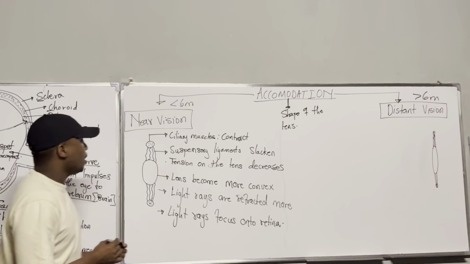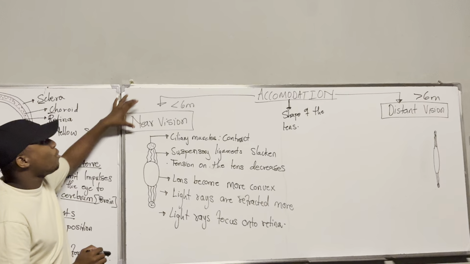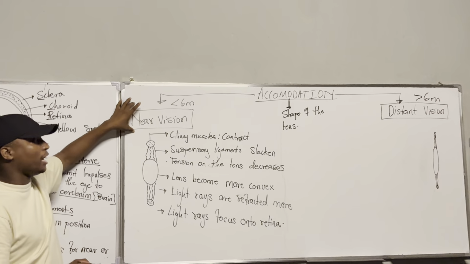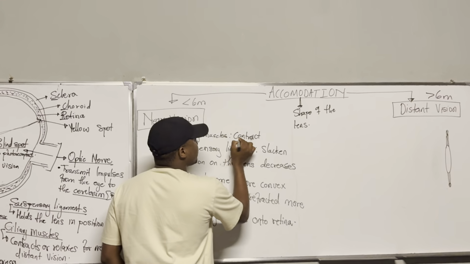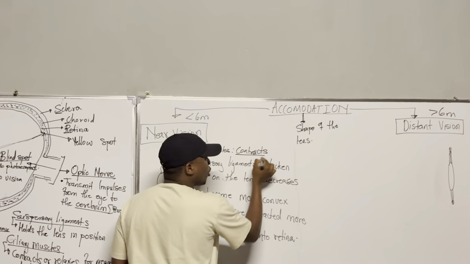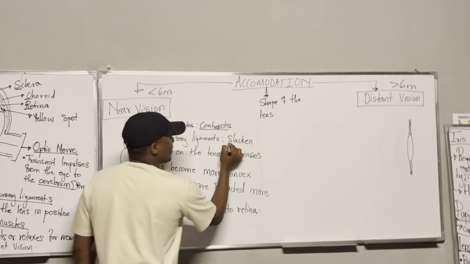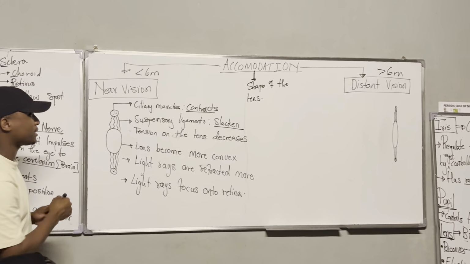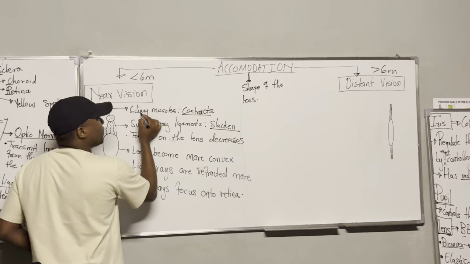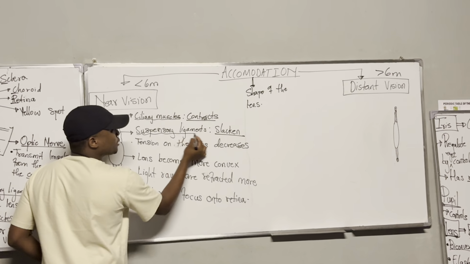Simple. So these are the things you need to tell them when you speak about accommodation in terms of near vision. You tell them that the ciliary muscles contract, then the suspensory ligaments slacken. Now, for you to master this, is what I always say. You see here, they've spoken about the ciliary muscles, and then here they've spoken about what now?